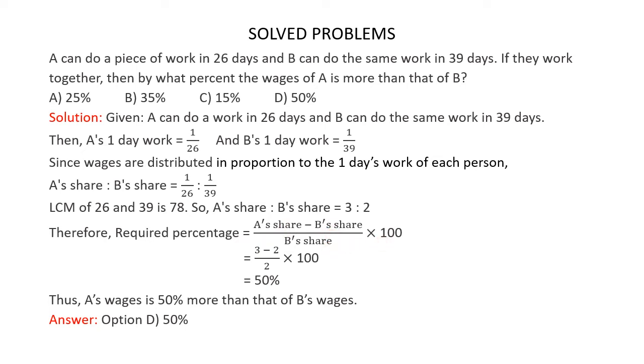This is nothing but 3 minus 2 divided by 2 multiplied by 100 which is 50%. Thus, A's wages is 50% more than that of B's wages. So the correct answer is option D, 50%.